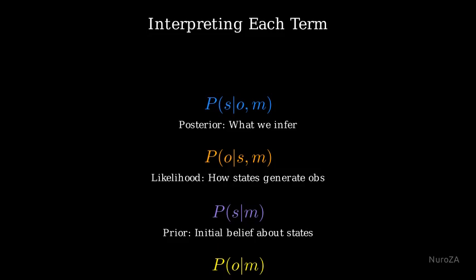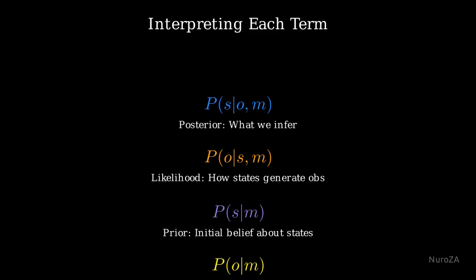P of S given M is the prior over states. Before seeing any observations, what does our model tell us about which states are likely? This encodes our prior beliefs or expectations. P of O given M is the model evidence or marginal likelihood. This is the total probability of making observation O under model M, considering all possible hidden states. Mathematically, this is computed as the sum over all possible states S of P of O given S and M times P of S given M. This term serves as a normalization constant.